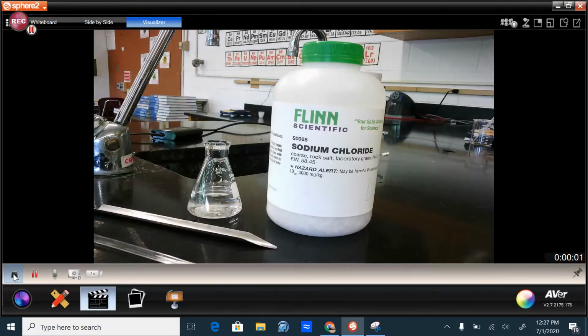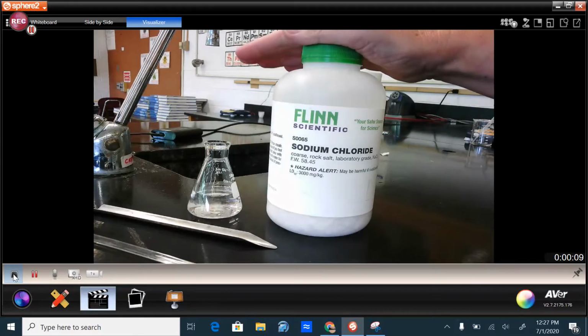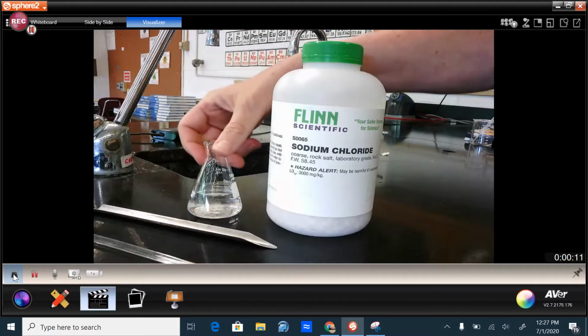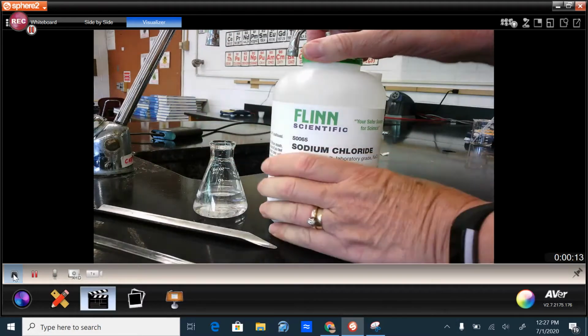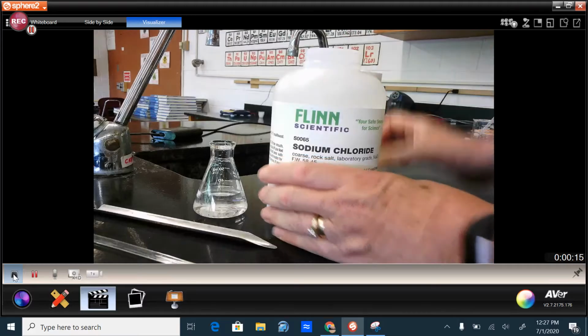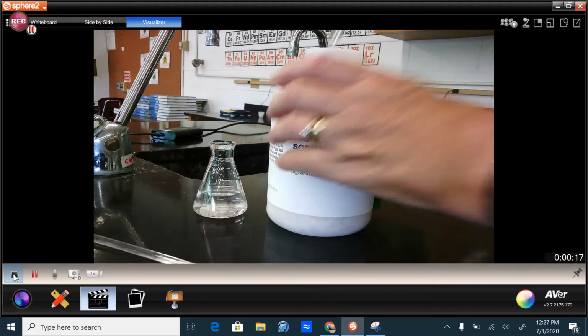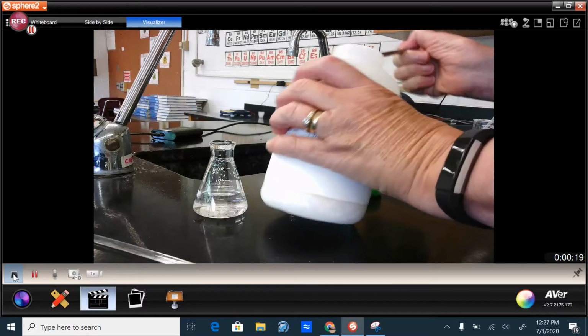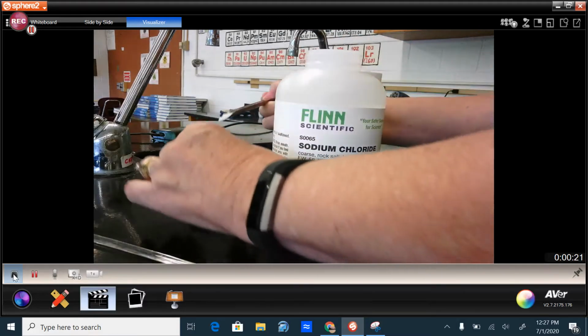Today we're going to look at some examples of chemical and physical changes. So for our first experiment, we're going to take some sodium chloride, which is table salt, and we're going to add it to some water in a flask, and we're going to try and determine whether or not the process is a chemical change or a physical change.